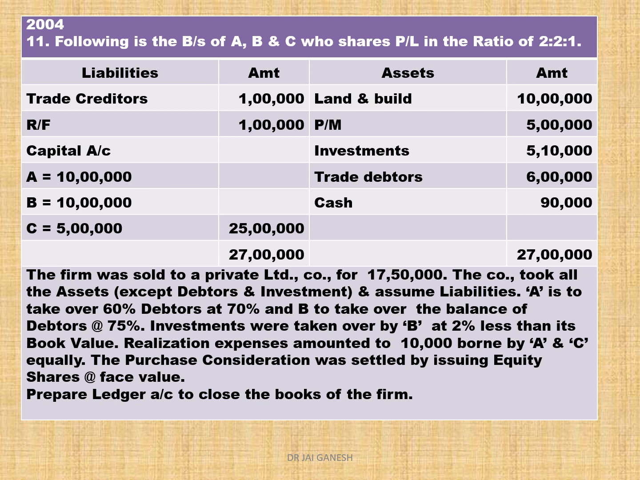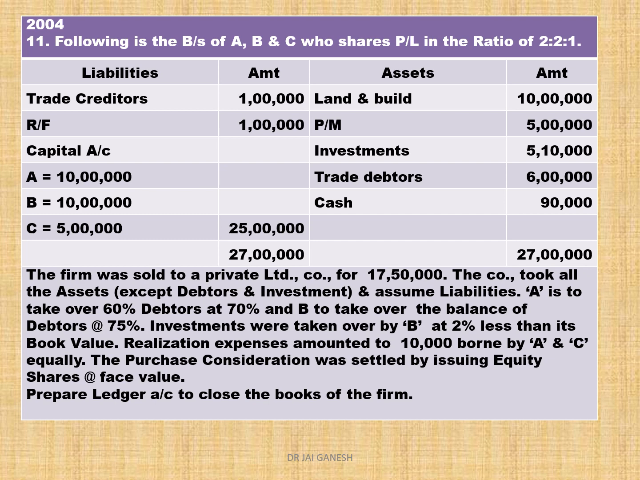2,40,000 is not taken at 2,40,000. 2,40,000 is taken over at 75%. That is, B is taking over at 25% less. So B takes over 2,40,000 debtor at 1,80,000. Next, investments were taken over by B at 2% less than its book value. That is, 98% is taken over by B.